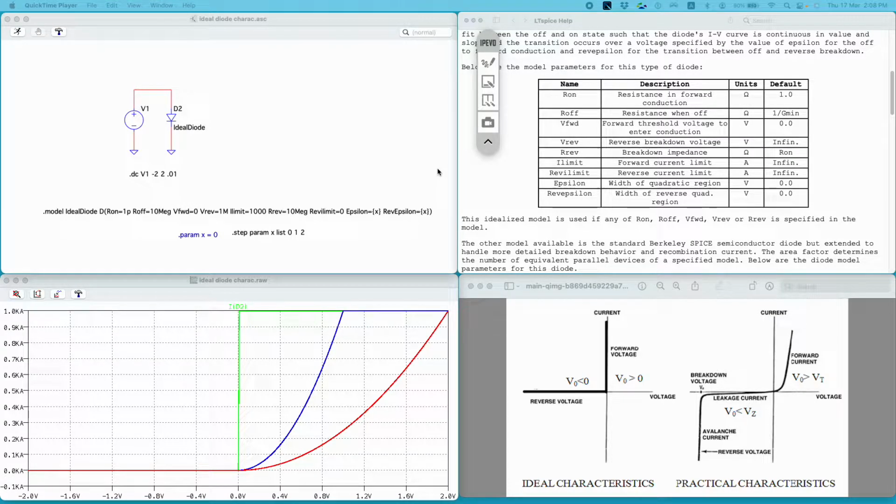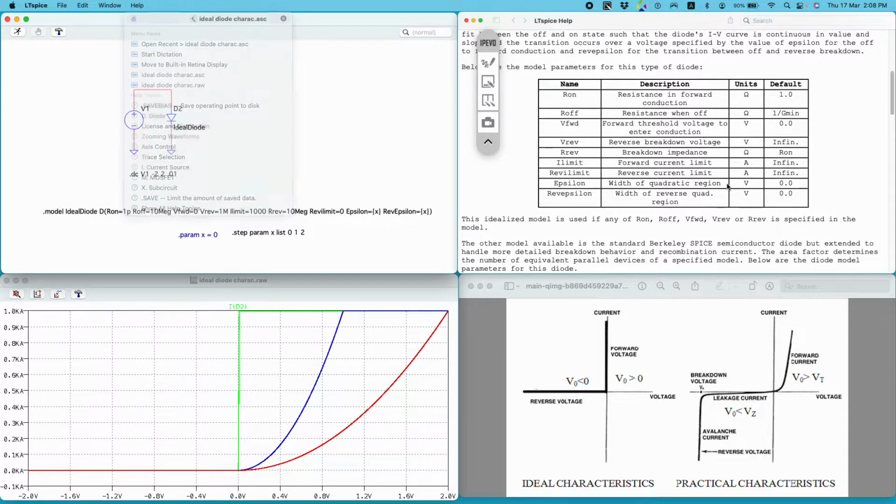Hello everyone, in this video I will show you how to model an ideal diode and plot its characteristics in LTspice. If you go to the help section of LTspice and look up diode, you get this page, and here you have all the parameters to define a diode's characteristics in the LTspice environment.